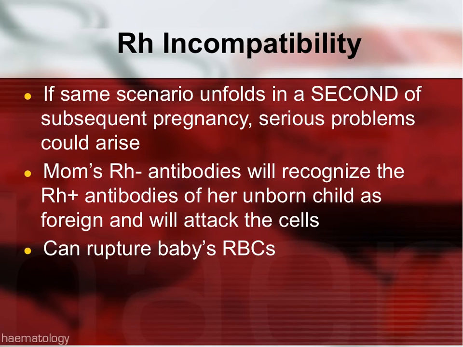Now, what happens in that second pregnancy, if it goes unnoticed, is not very good. Basically, the mom's Rh antibodies will recognize the Rh positive antigens of the baby and will attack the cells. And so it can actually hurt the red blood cells that the baby is creating, which is not ideal.